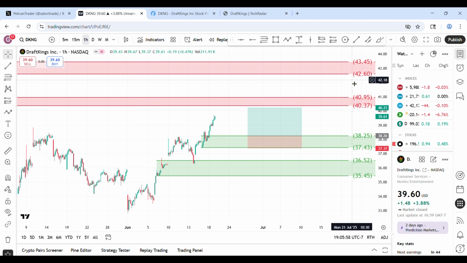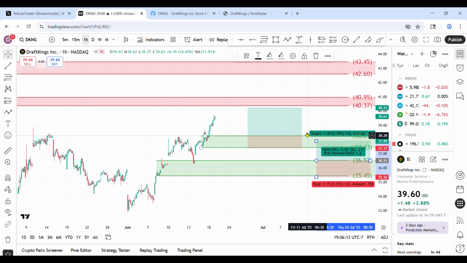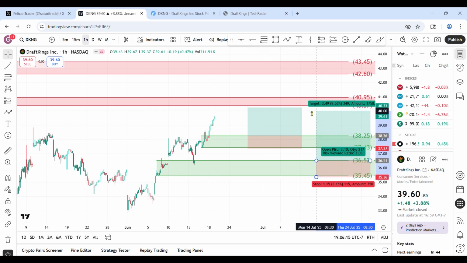And if you're looking for a higher reward to risk ratio, you might consider the second setup, which would be the lower support level, placing a buy limit order at 36.52, a protective stop just below 35.45, and dragging the target to the same location as the original target. That trade setup has a reward to risk ratio of 3.22 to 1.